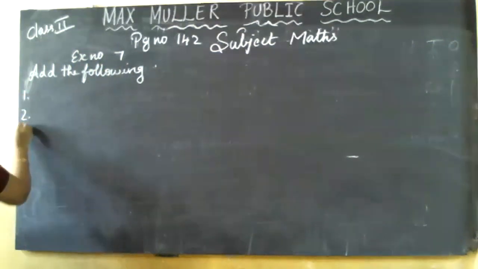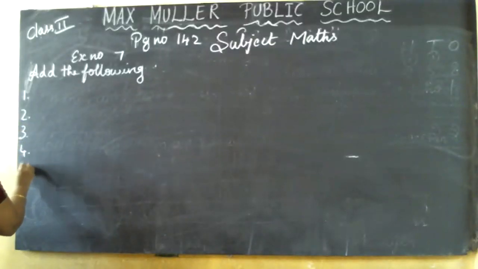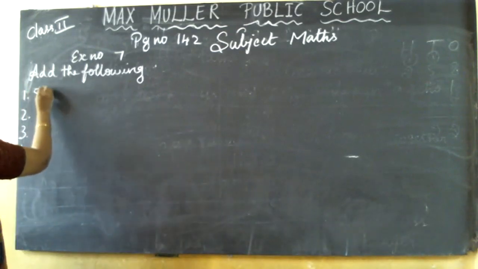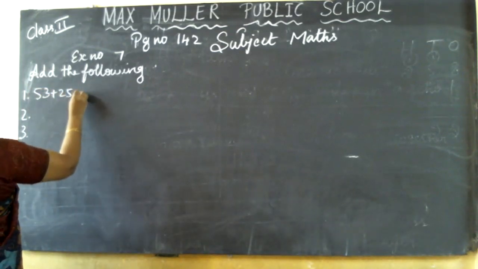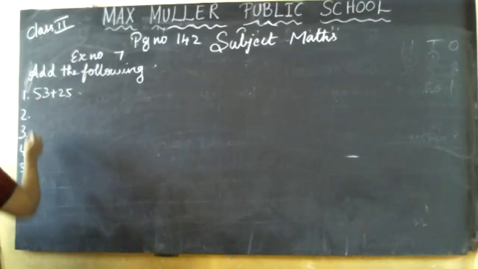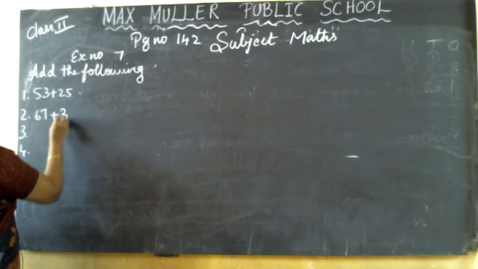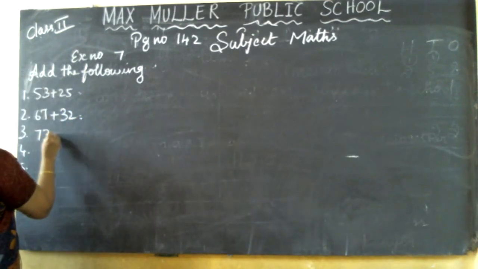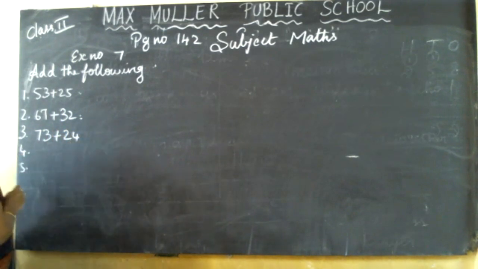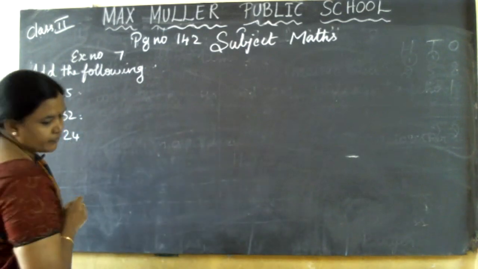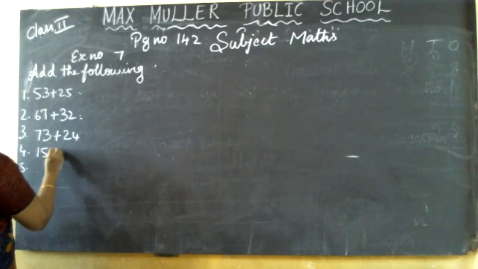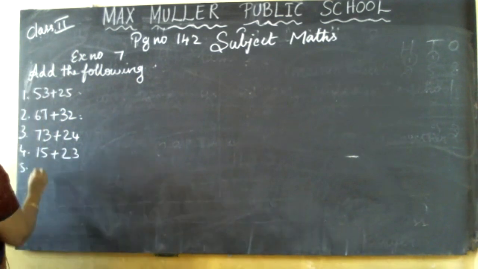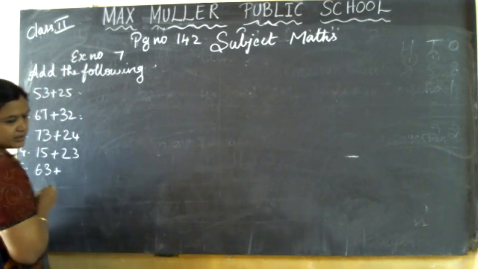First, second, third, fourth, fifth. 53 plus 25. 67 plus 32. 73 plus 24. 15 plus 23. 63 plus 25.